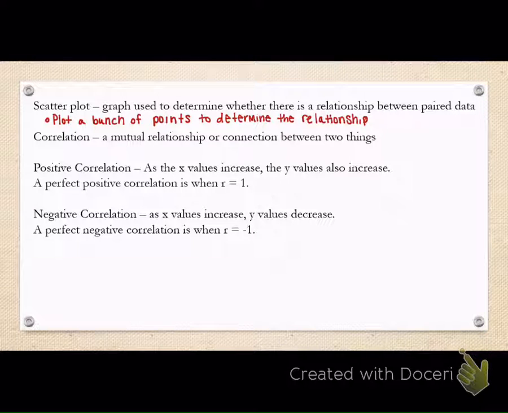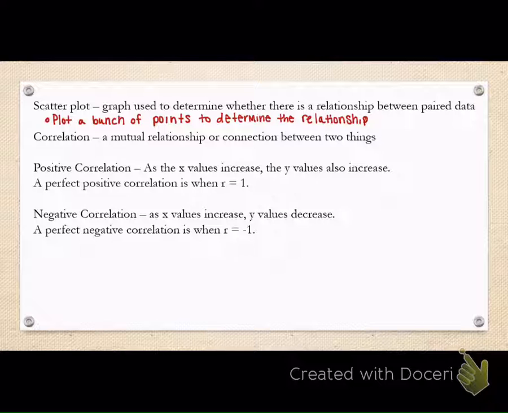So a correlation is a mutual relationship or connection between two things. So as one increases, the other increases. As one decreases, the other decreases. Those are relationships that are occurring. So with a positive correlation, as the x value increases, the y value also increases. X will always increase. You'll always look at it as x increasing.